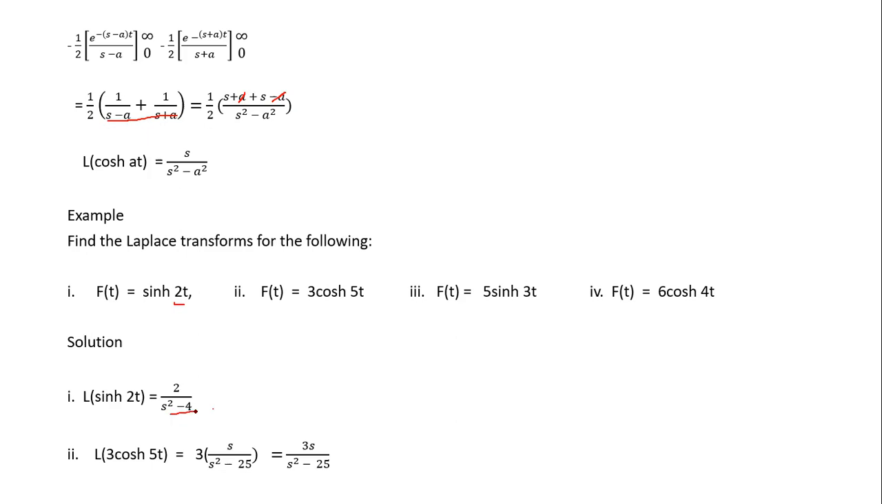So simple. Now we have Laplace of 3 cosh 5t. So I can bring the 3 out. So it becomes 3 Laplace of cosh 5t. It means here our a is 5. Therefore, the cosh now is s over s squared minus a squared. So we have s over s squared minus 5 squared, all multiplied by the 3. And that will give me 3s over s squared minus 25.